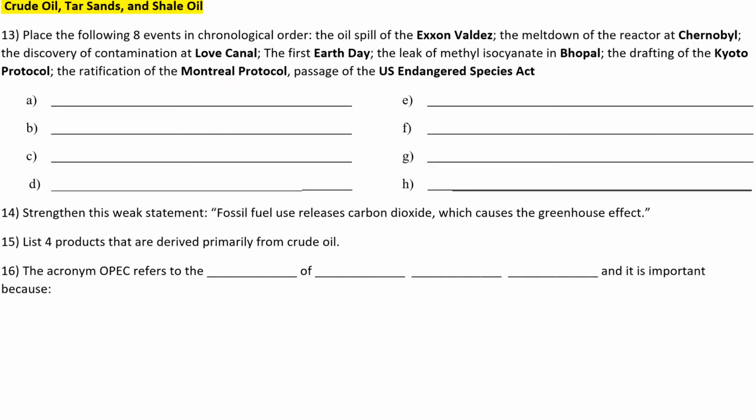13. Place the following 8 events in chronological order. The oil spill of Exxon Valdez, the meltdown of the reactor at Chernobyl, the discovery of contamination in Love Canal, the first Earth Day, the leak of methyl isocyanate in Bhopal, the drafting of the Kyoto Protocol, the ratification of the Montreal Protocol, and the passage of the U.S. Endangered Species Act. So, boom.